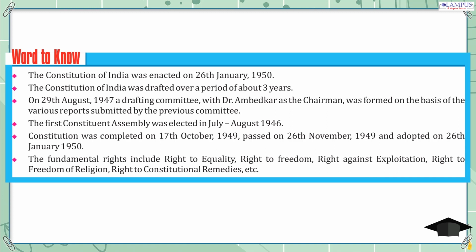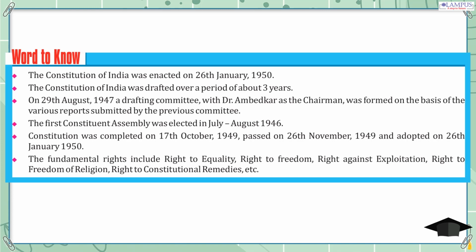On the 29th of August 1947, a drafting committee, with Dr. Ambedkar as the chairman, was formed on the basis of the various reports submitted by the previous committee. The first Constituent Assembly was elected in July-August 1946. The Constitution was completed on the 17th of October 1949, passed on the 26th of November 1949 and adopted on the 26th of January 1950.